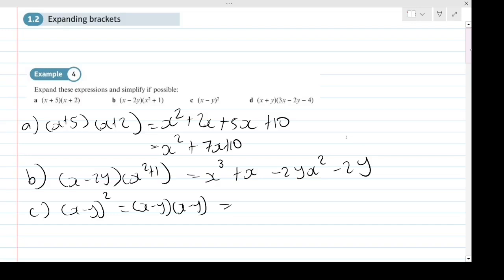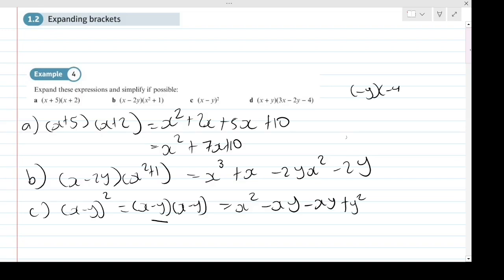So start with the x in the first bracket, and multiply it by every term in the second. That's going to be x times x, which is x squared, and x times minus y, that'd be minus xy. And then I've got the minus y term in the first bracket, so we're going to multiply by the other bracket again. So minus y times x, that'd be minus xy. And then minus y times minus y, that's going to be plus y squared, okay?